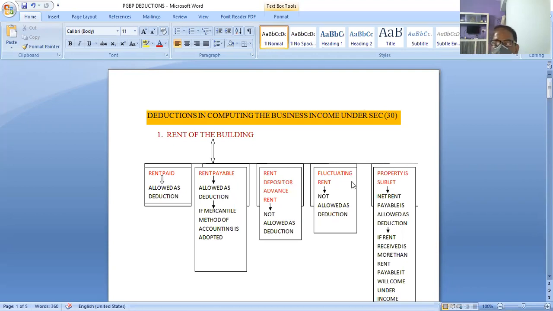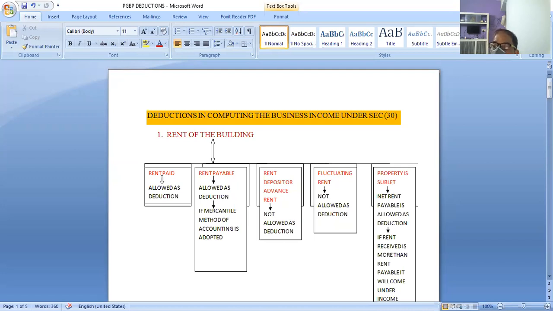Now, next, property sublet. You've taken a huge building for your business purpose. In that building, let us say we have 10 rooms, but you need only 6 rooms. What about the extra ones? You will sublet them to other people. In that case, whatever rent you received from subletting, less whatever you are paying, that net rent should be allowed as deduction. That means net rent payable is allowed as deduction.